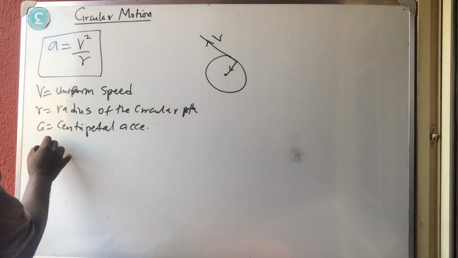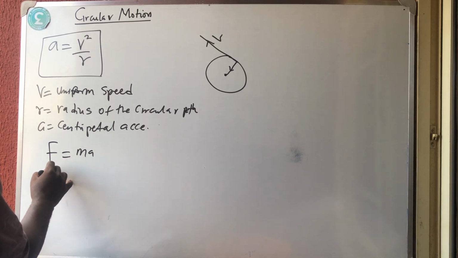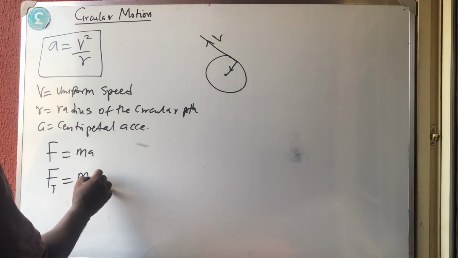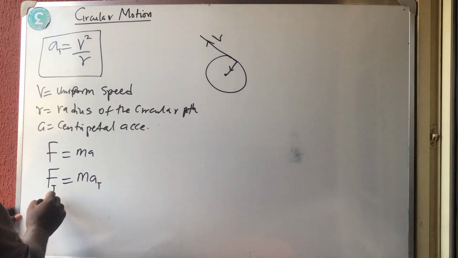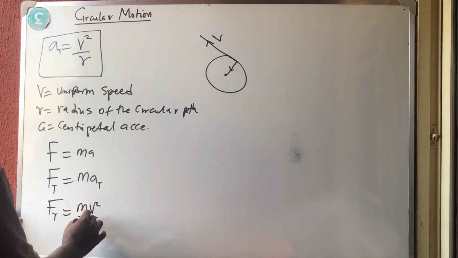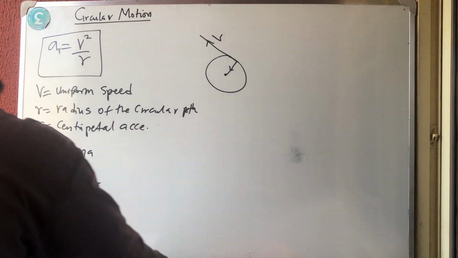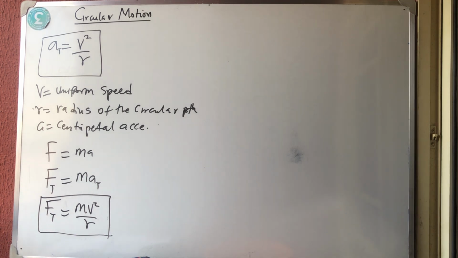And then we know that force is equal to m a. So my centripetal force, let me call it F c, is equal to m times centripetal acceleration. Which means my centripetal force is equal to m v squared over r. Very important formula.